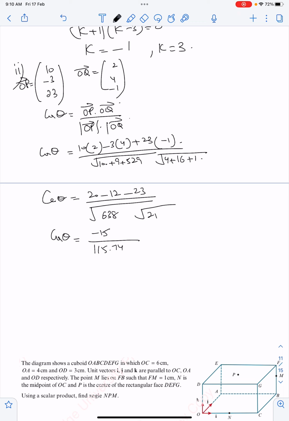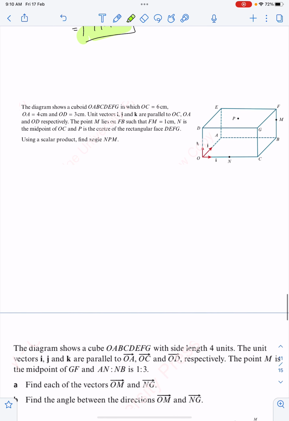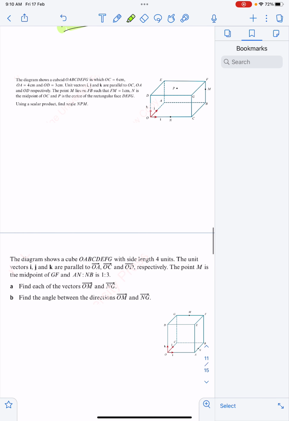Okay, so let's find out the angle. Cos inverse of negative 15 upon 115.74 is 97.44. So 97.4 degrees is the angle between the two. Okay, let's do this question now.